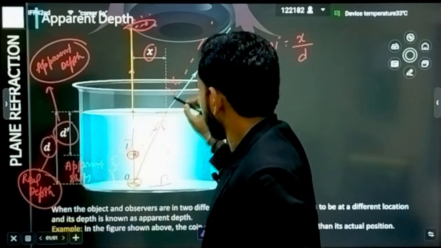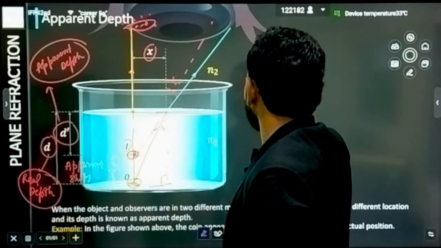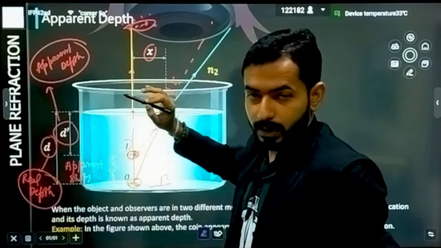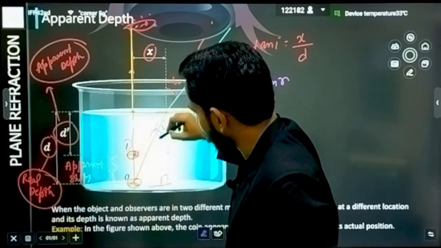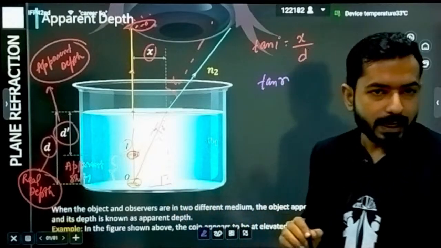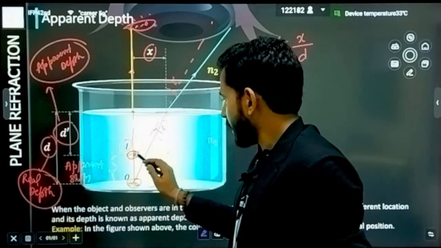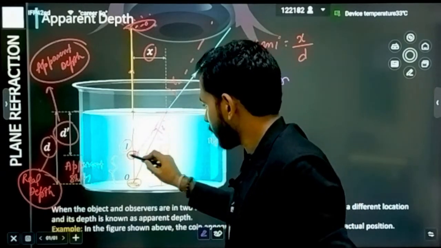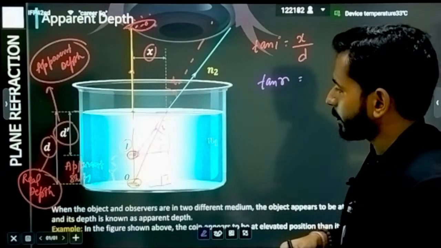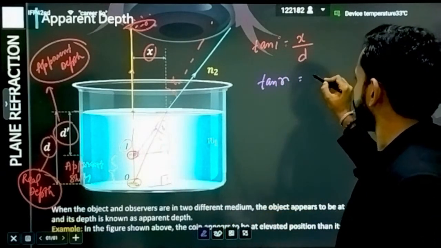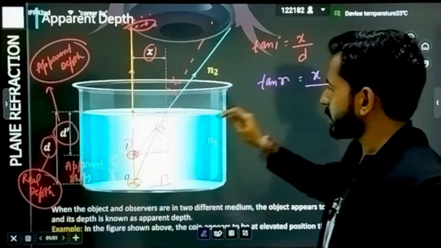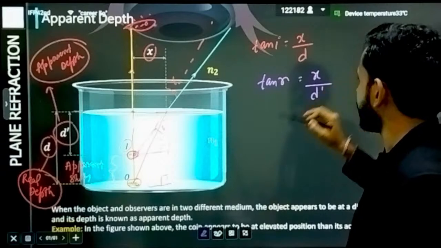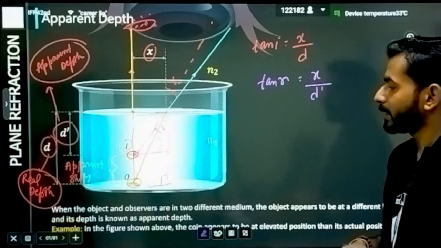Now I have to take a different pen, the second one, because it is water. Now I will define tan of r. If this complete angle is r, now understand the angles properly. Can I say this angle is also r? I will drop a perpendicular from here, and this triangle I am focusing on. Tell me what you will write for tan of r. Again, perpendicular upon base. The perpendicular is x, and the base is d dash.